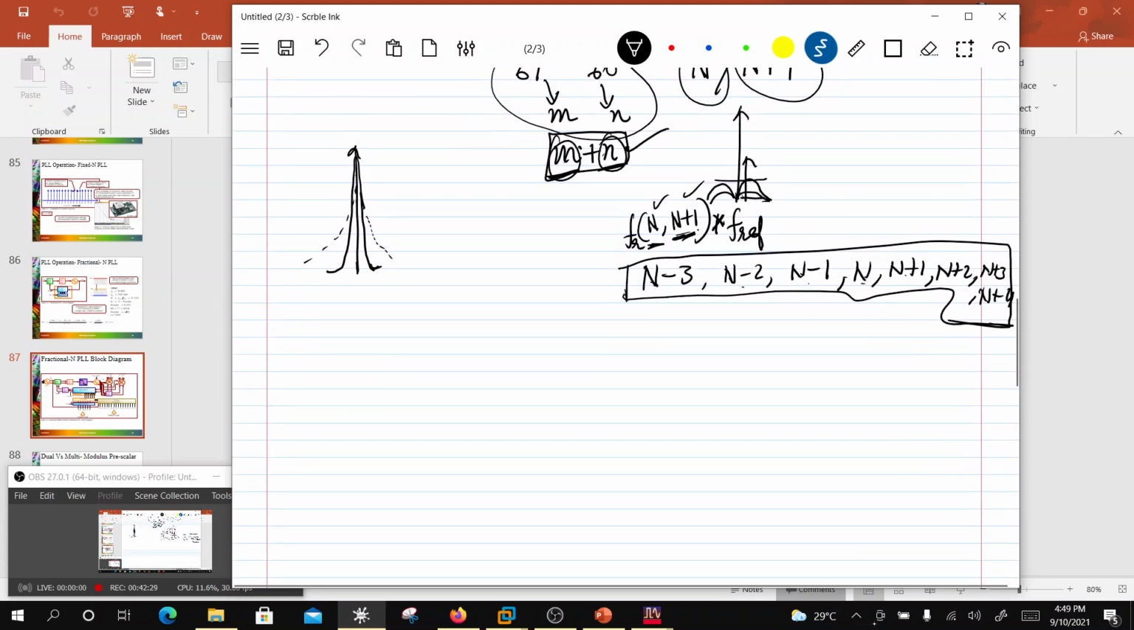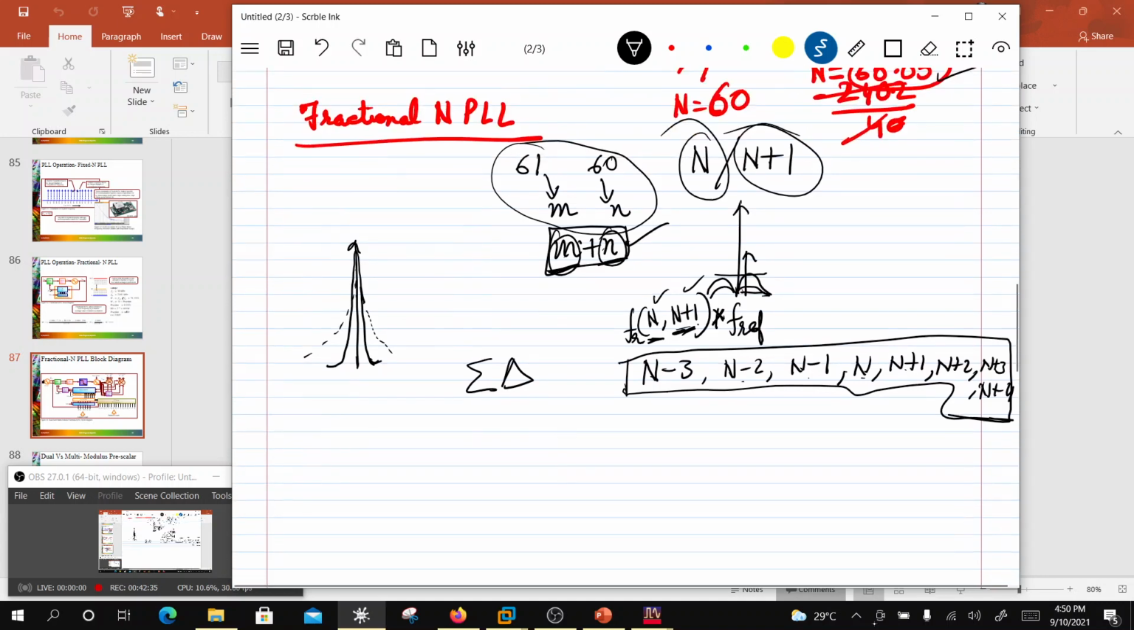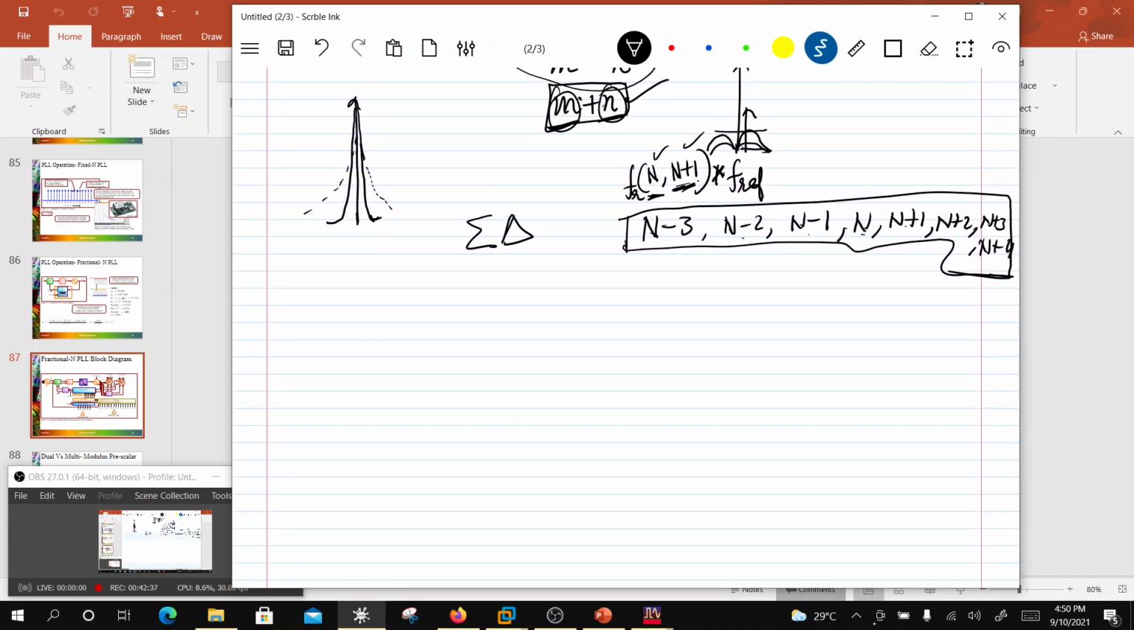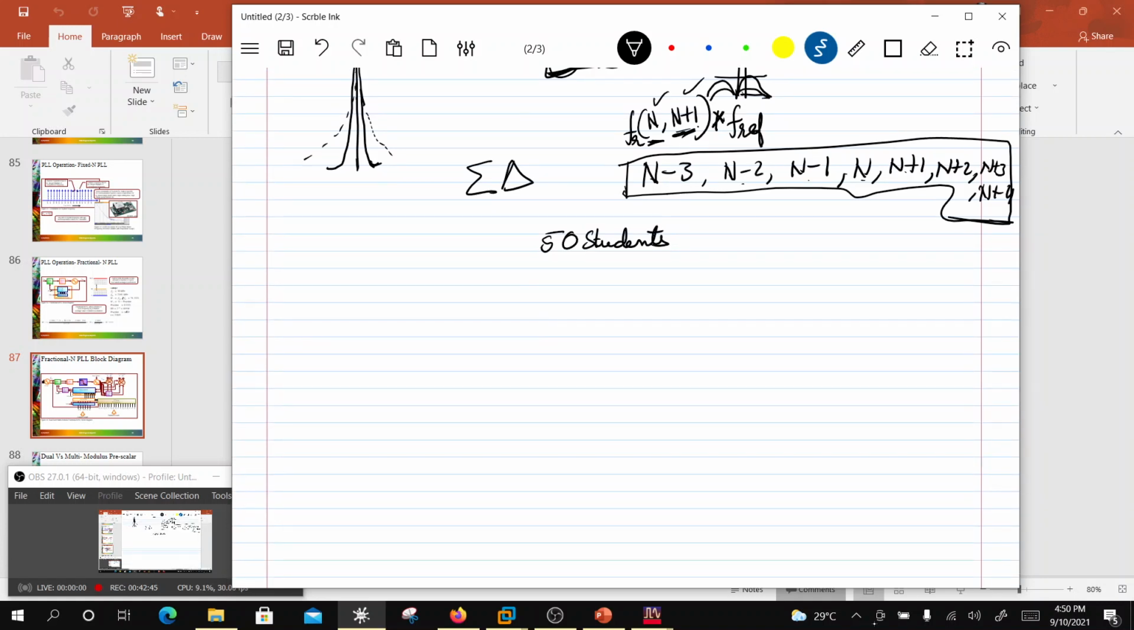And this is done by something called a Sigma Delta Modulator. And what is a Sigma Delta Modulator? Its principle is also very simple. The principle goes like this. Let's say I have 50 students in a class, and I take their heights, right? And then I find an average height.